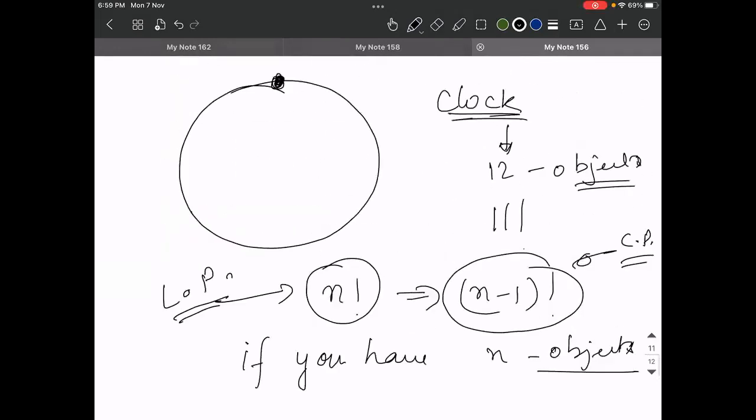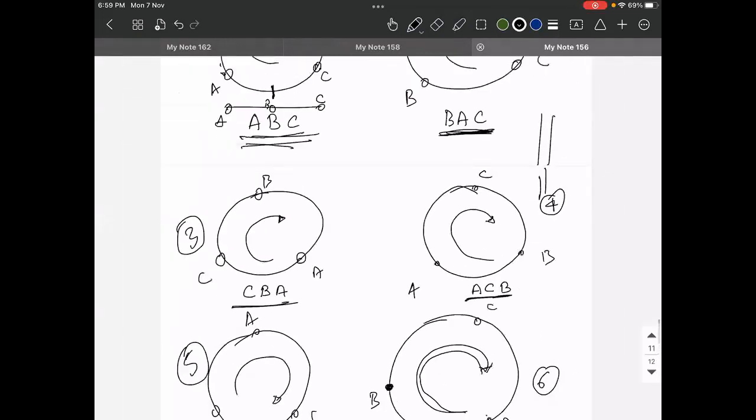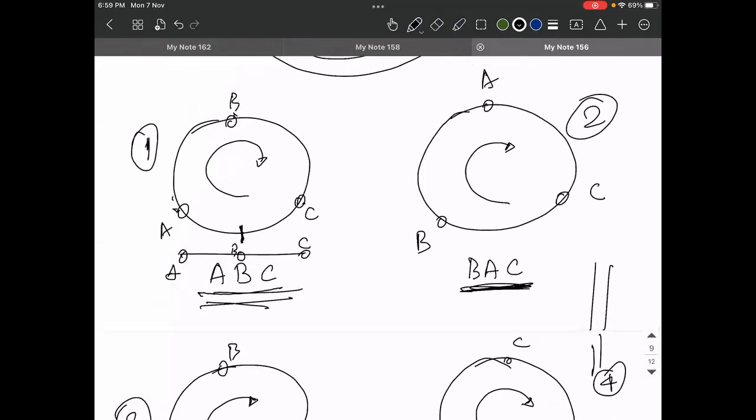If you won't fix one point, come back to that same example. If you won't fix any one point, what will happen? You can keep writing, you can fix A, B, C there. If you are not fixing, you count the number of arrangements. A, B, C is one possibility, A, C, B is another possibility. Others are just repetitions. You can write B, C, A, but again, it will come back to that same position. That's why we have to fix at least one. At least means you have to fix one.